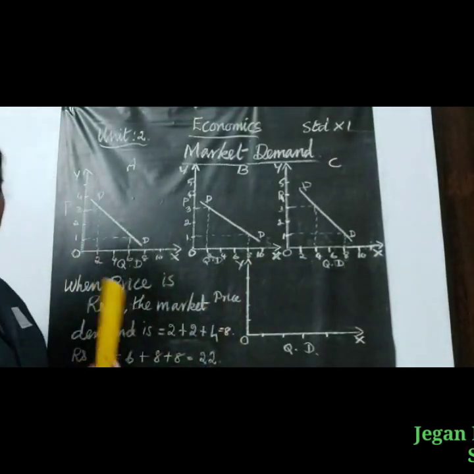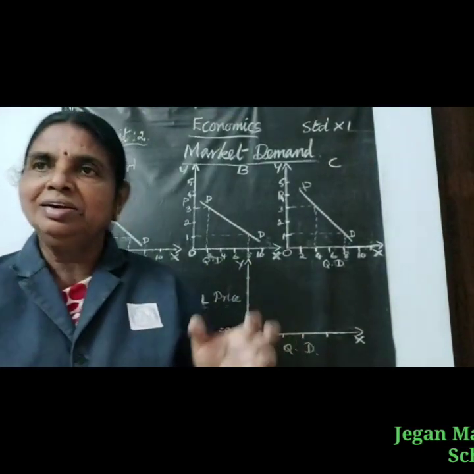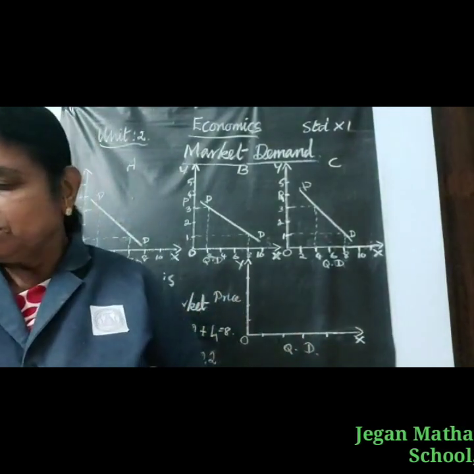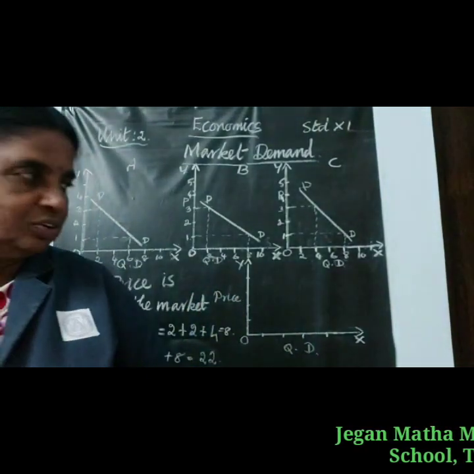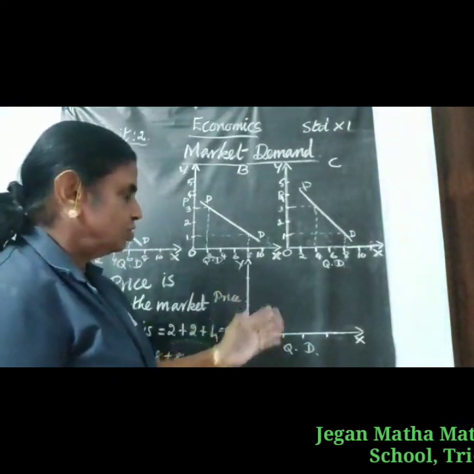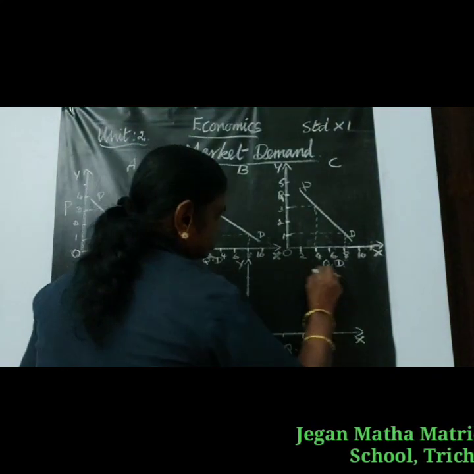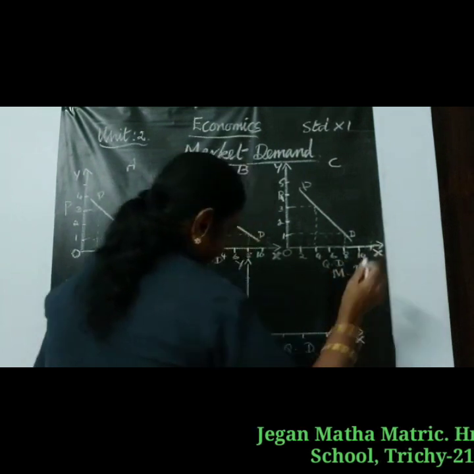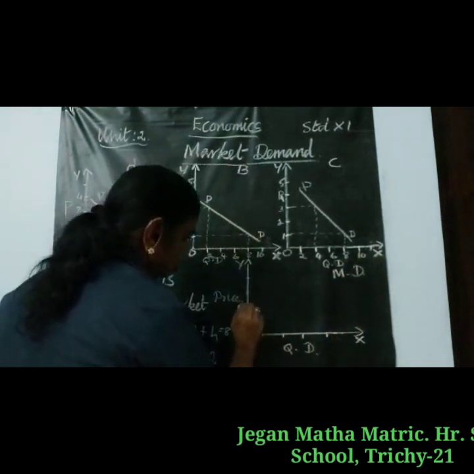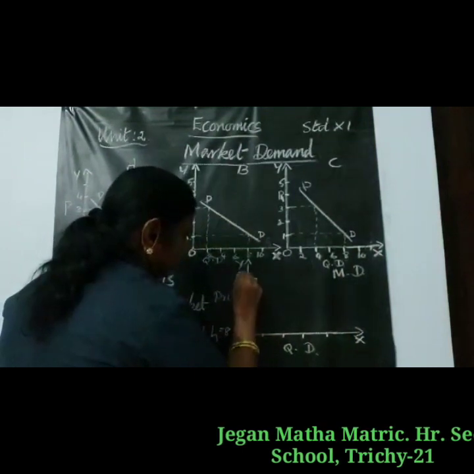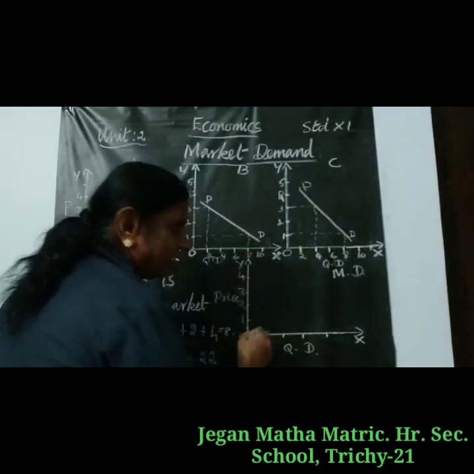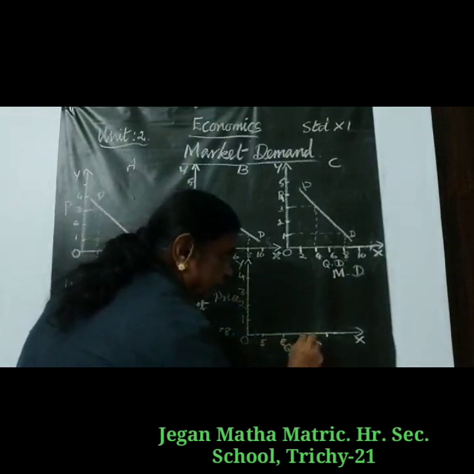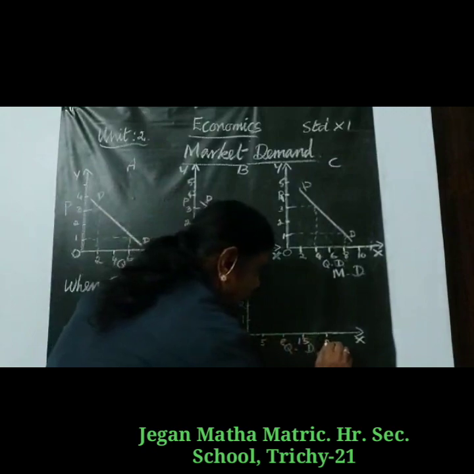So when the price is rupees 3, the market demand is 8. When the price is rupees 1, the market demand goes to 22. So that's what we are going to draw in the market demand curve. So this is what we can take as MD, or market demand curve. So rupees 1, 2, 3, 4 and so on. Here we can mark 5, 8 and then 15 and 22.